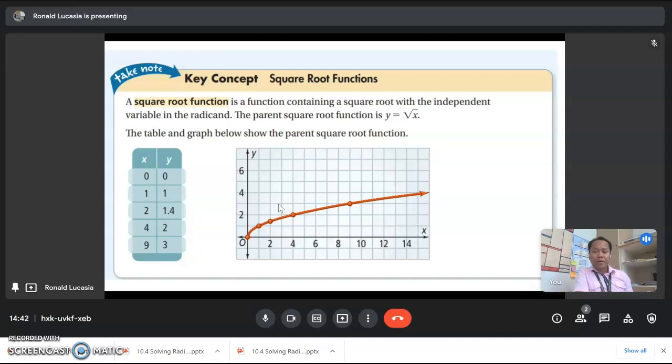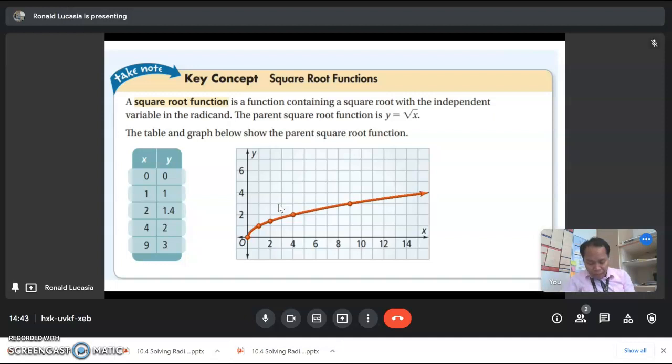A square root function is a function containing a square root with the independent variable in the radicand. The parent square root function is y equals the square root of x. We can graph the parent function y equals the square root of x by assigning a table of values.